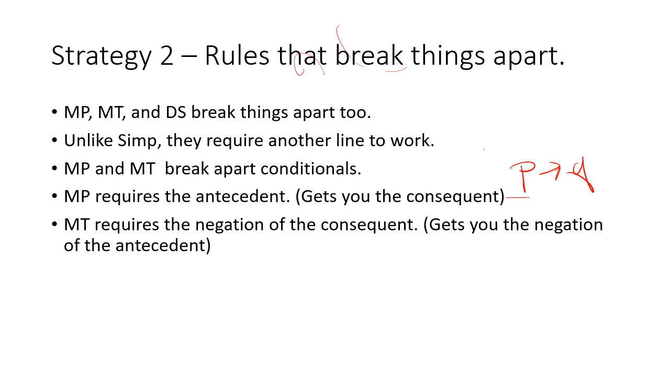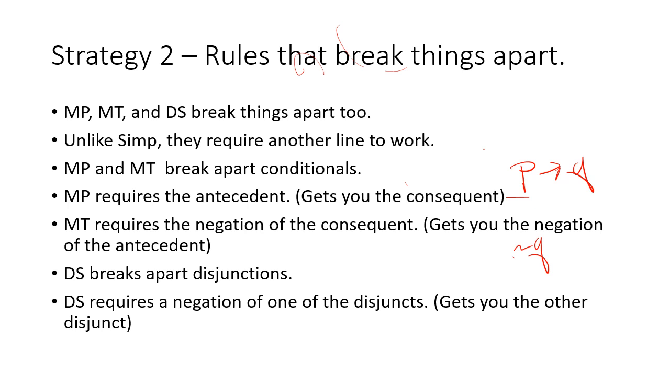Modus tollens requires the negation of the consequent. So you need, as a line, the not Q, and that will get you the negation of the antecedent, the not P. Okay, moving on. Disjunctive syllogism breaks apart disjunctions, so P or Q instead of P and Q. And this is the argument by elimination. Disjunctive syllogism requires the negation of one of its disjuncts, and then it gets you the other. So if you have P or Q, and you end up with not P, that will get you Q. If you end up with not Q, that will get you P.